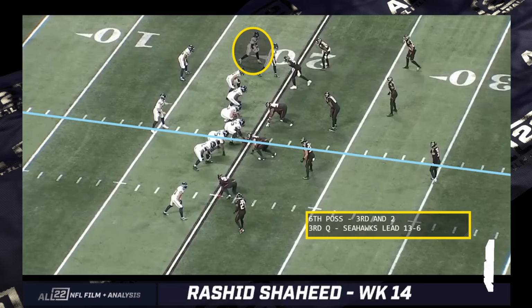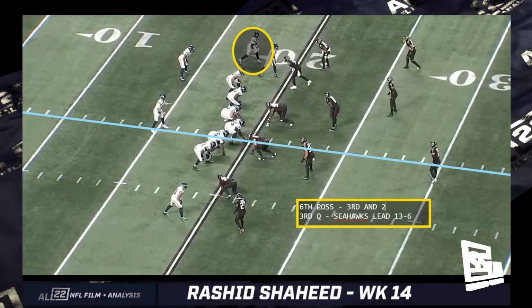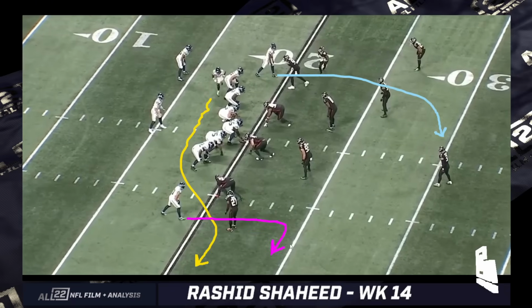This one will go down, I think, as the second possession of the third quarter, but we all know how the first one ended. It was the 100-yard kickoff return by Shaheed that put the Seattle Seahawks up 13-6 in the first place. So this is a 3rd and 2. Shaheed spot shadowed in yellow at the top. He's going to motion all the way across.